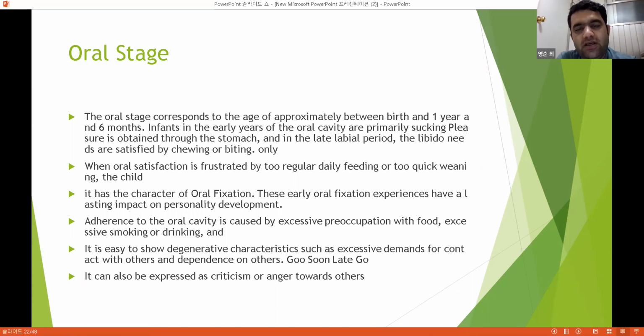These early fixation experiences have a lasting impact on personality development. Adherence to the oral cavity is caused by excessive preoccupation with food and also excessive smoking or drinking. Why? Because it is easy to show regressive characteristics such as excessive demands for contact with others and dependence on others. It is also expressed as criticism or anger toward others as well.